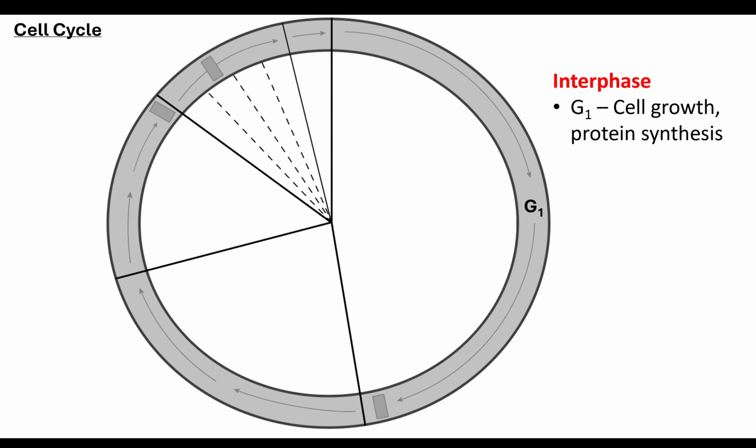So the first stage with that G1 cell growth and protein synthesis, when we get to the end of that phase, what we have is a checkpoint which determines whether or not the cell is ready to move on to the next stage or whether it has to wait and be in what's known as the resting state. So the first checkpoint then, it's going to look for, is the cell the correct size?